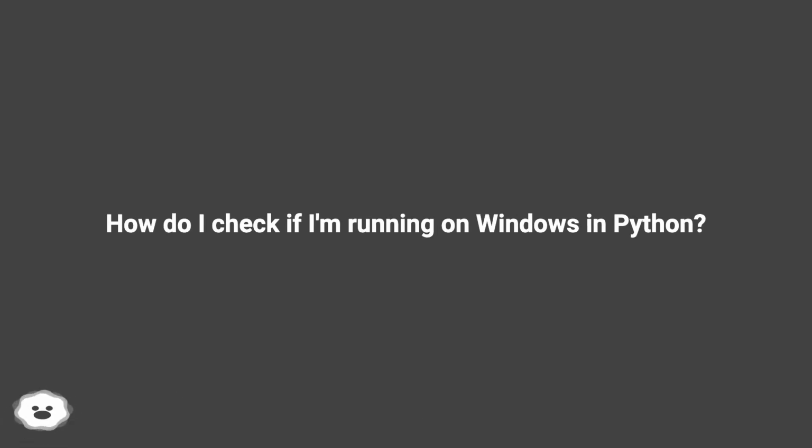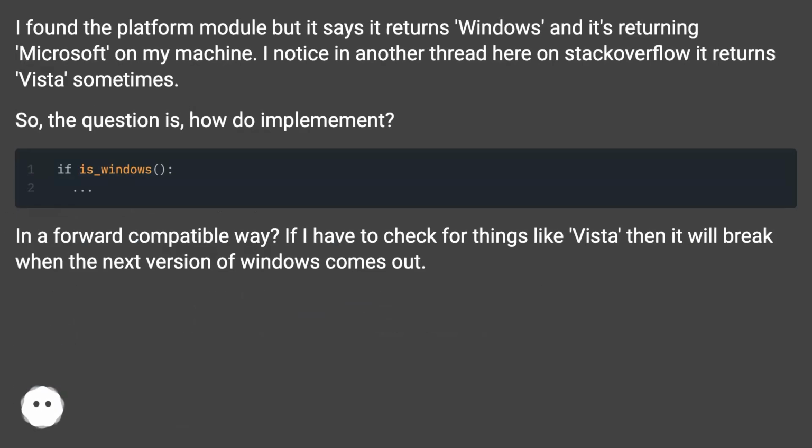How do I check if I'm running on Windows in Python? I found the platform module, but it says it returns Windows and it's returning Microsoft on my machine. I notice in another thread here on Stack Overflow it returns Vista sometimes. So, the question is, how to implement this in a forward compatible way? If I have to check for things like Vista, then it will break when the next version of Windows comes out.